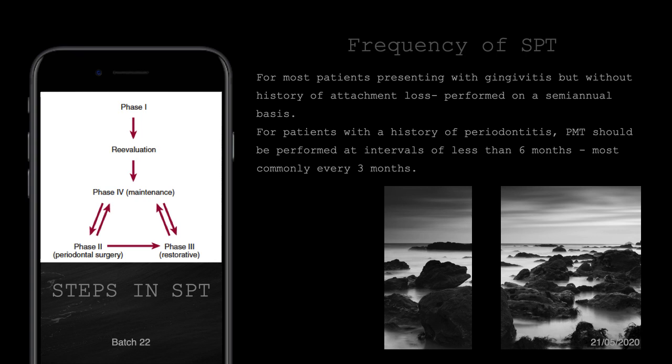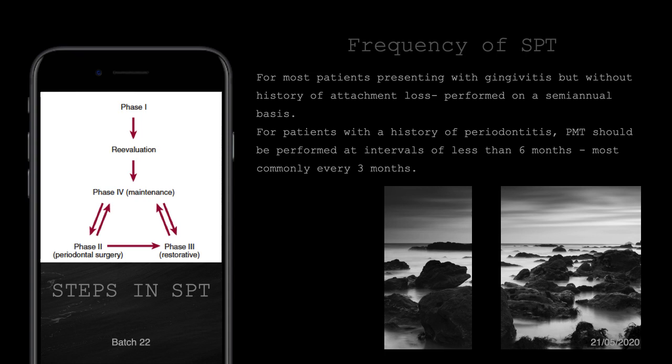Based on the type of patient, the frequency of supportive periodontal therapy will vary. For example, if a patient presents with gingivitis, the normal frequency of supportive periodontal therapy should be once in 6 months, biannual. If the patient has periodontal disease, then you have to reduce the interval to less than 6 months, most probably a 3 months interval. That will be the frequency of supportive therapy for patients with gingivitis and patients with periodontitis.